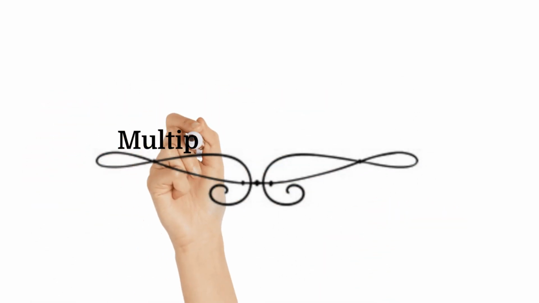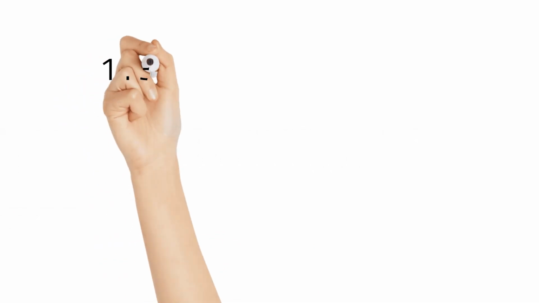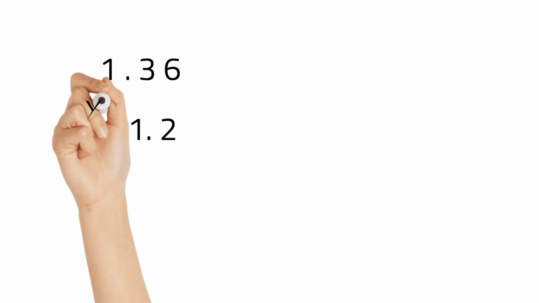Today we'll be talking about multiplying decimals, part 2. Our equation is 1.36 multiplied by 1.2. Don't line up your decimal points. The answer to this equation is 1.632.